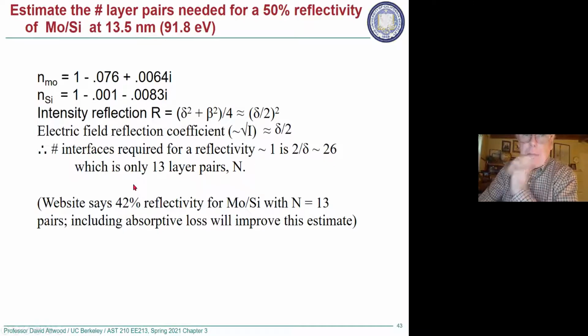So I went to the website and looked up moly silicon at this photon energy. If I only have 13 multilayer layer pairs, it predicts a 42% reflectivity. So not 100%, but 42%. I would say that was good. I was happy with that because we didn't include absorptive losses within each of the layers. But it gives you an idea that in the EUV, where these values of delta can be quite high, you can manage to make good coatings.